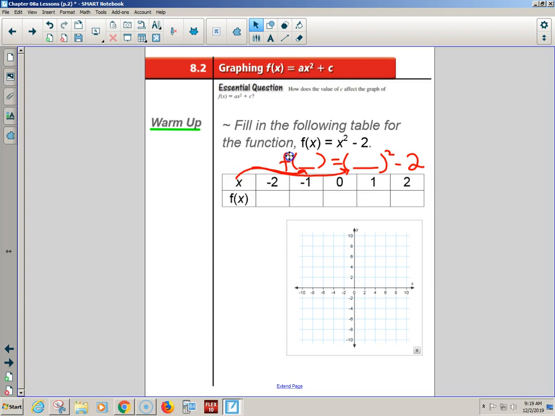Okay, plugging in -2 and squaring it would be a +4. 4 minus 2 is 2. Plugging in -1 squared would be a +1. 1 minus 2 is -1. Plugging in a 0 squared is 0 minus 2. And 1 squared, 1 minus 2. And a 2 squared, 4 minus 2.